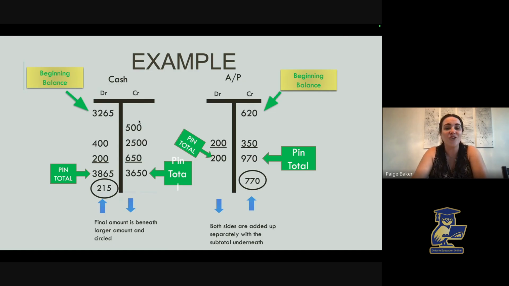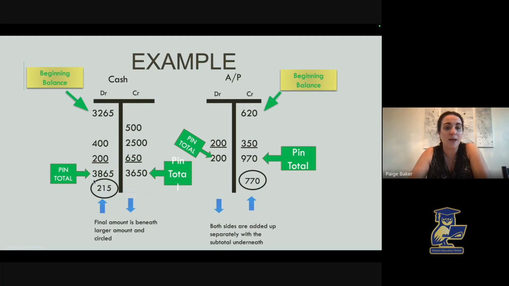So with cash, we have a beginning balance of $3,265. And as we can see, the transactions have occurred. Now, a problem with this example is the transactions are not numbered. So we want to make sure that we are numbering and putting the number beside each transaction to show which transaction it comes from, in case there's an issue and we can go back to our list. Once I have all of my transactions recorded, I can then add my debit side, add my credit side, and find my two pin totals.